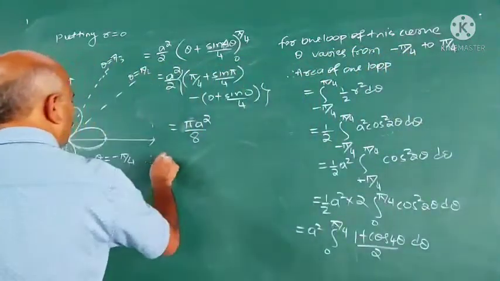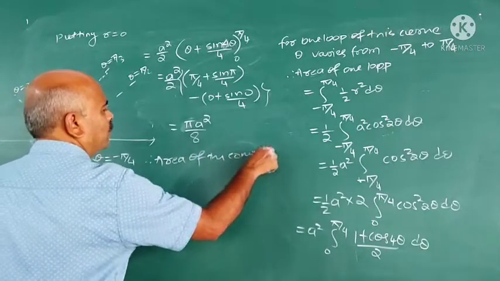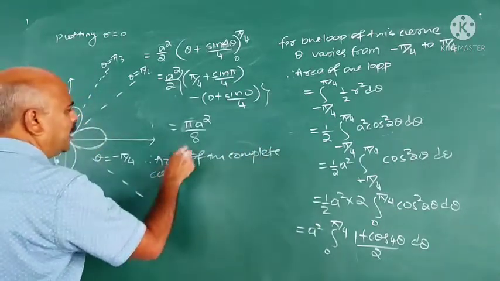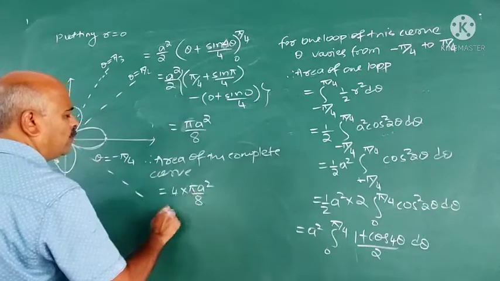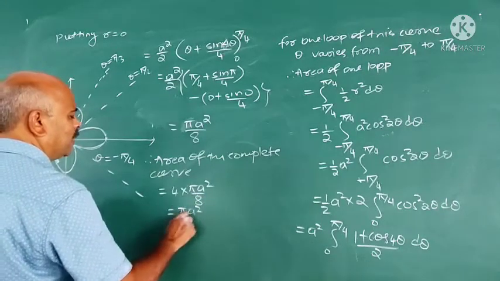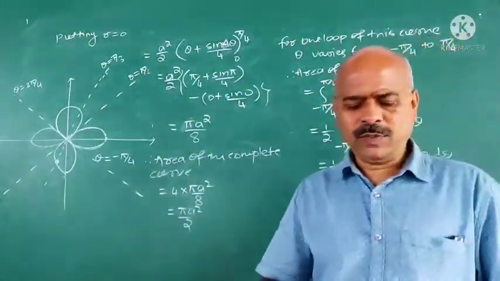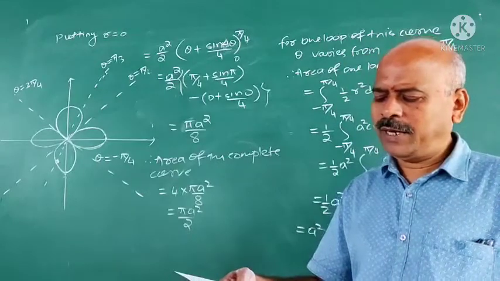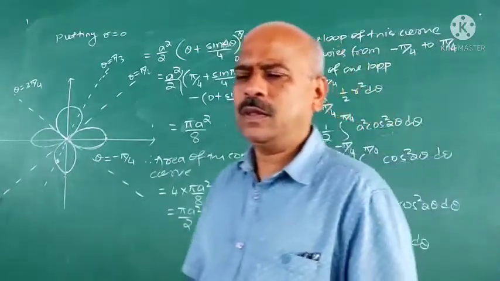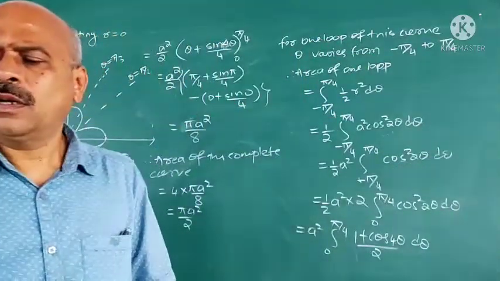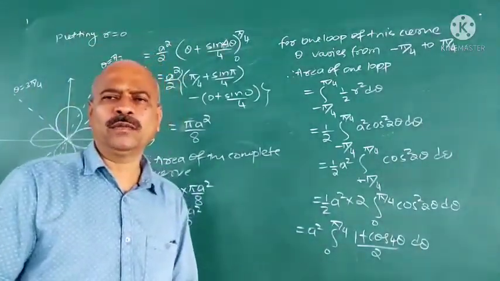Therefore, the area of the complete curve is 4 into pi a square by 8. 4 loops are there. So pi a square upon 2 is the area. For the previous one, a sin 3 theta, what do you get? Pi a square upon 4. This is about the area of the n-leaved roses. 3-leaved roses, 4-leaved roses, 2-leaved roses, we have taken.